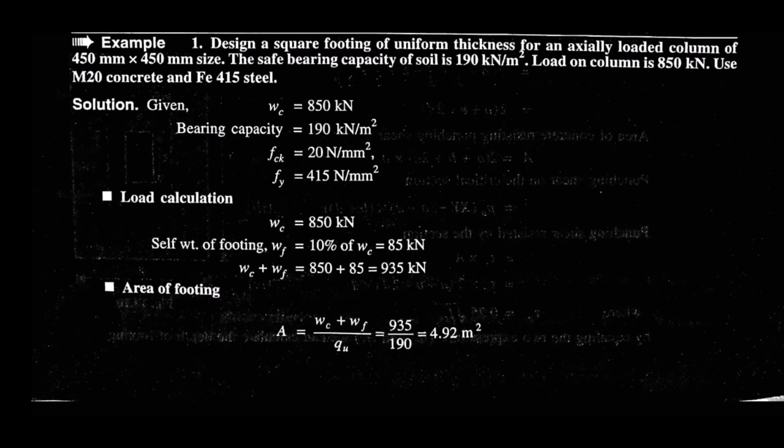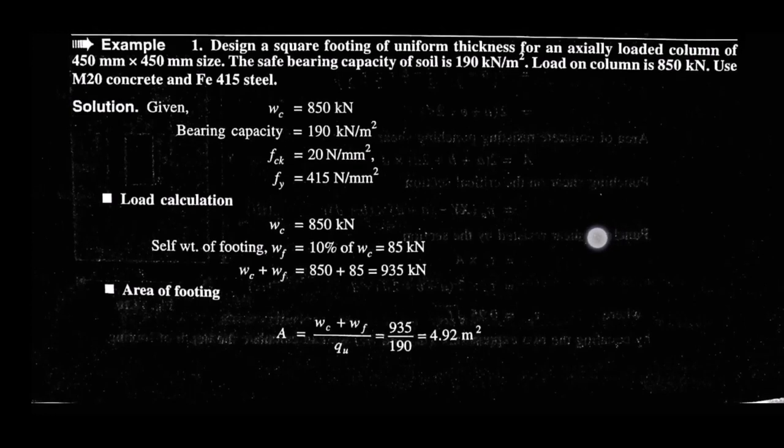Design a square footing of uniform thickness for an axially loaded column of 450 mm by 450 mm size. The safe bearing capacity of soil is 190 kN per meter square. Load on column is 850 kN. Use M20 concrete and Fe 415 steel.